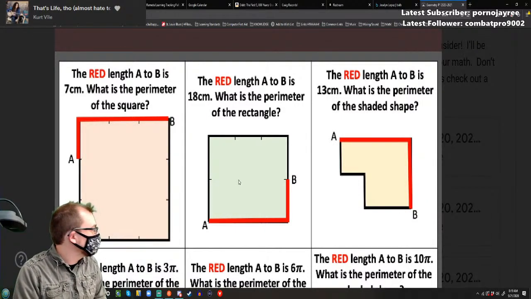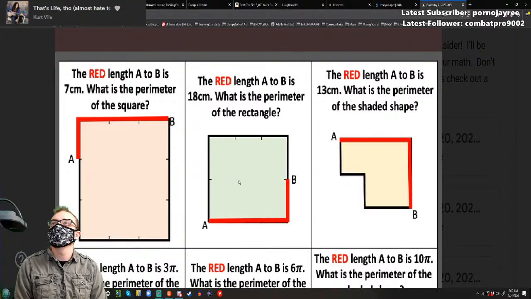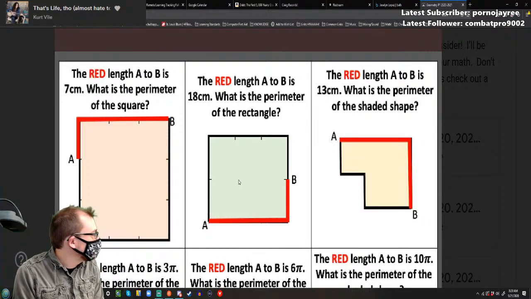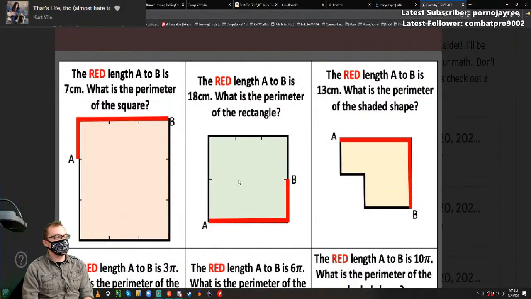Look at the first problem, the problem on the far left. The red length A to B is 7 centimeters. Oh, fun. What is the perimeter of the square? Okay, first of all, what's a square? What do we know about this problem? What do you know? Yeah. A rectangle. Ooh, what is a rectangle?